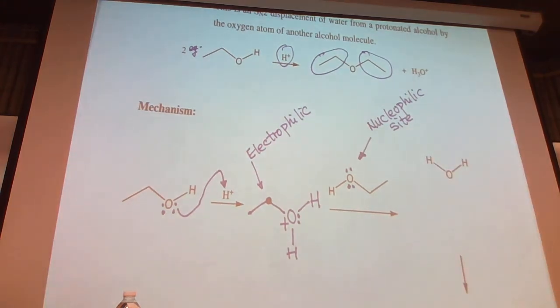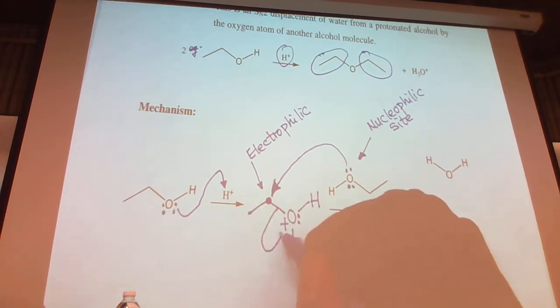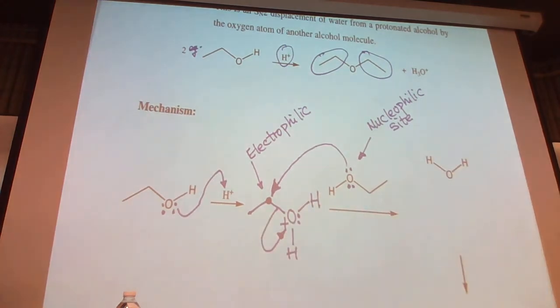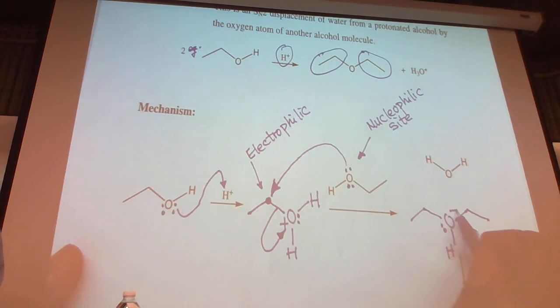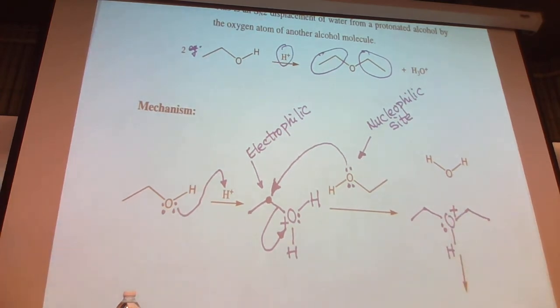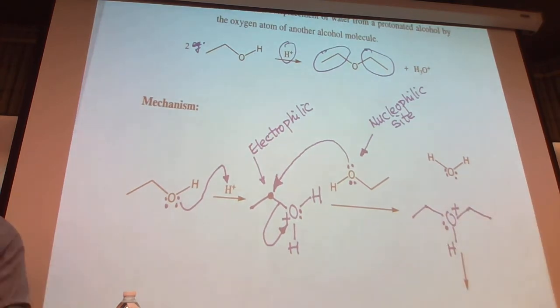So with its lone pair of electrons, it is going to attack that electrophilic carbon, and this electron pair will be pushed onto the oxygen, kicking out the water molecule. So now you have that water molecule that you kicked out, and then you still have a positive charge. I should have inverted that, but that's okay. So this water molecule that you kick out now is going to act as a base.